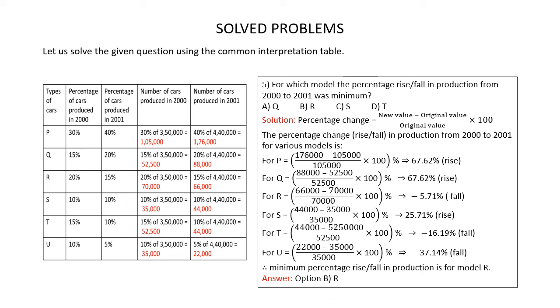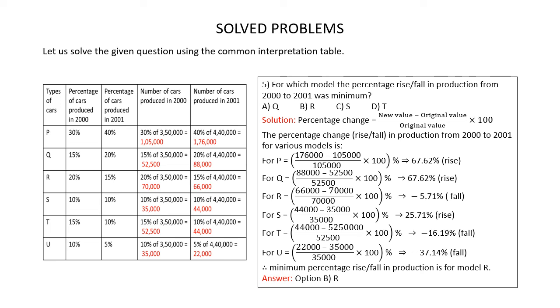From this table, you can see that the number of T-type cars produced in 2001 is 44,000 and number of T-type cars produced in 2000 is 52,500. So the percentage change for T-type cars is 44,000 minus 52,500 divided by 52,500 multiplied by 100. On solving this, we get minus 16.19%. The negative sign indicates a percentage fall.